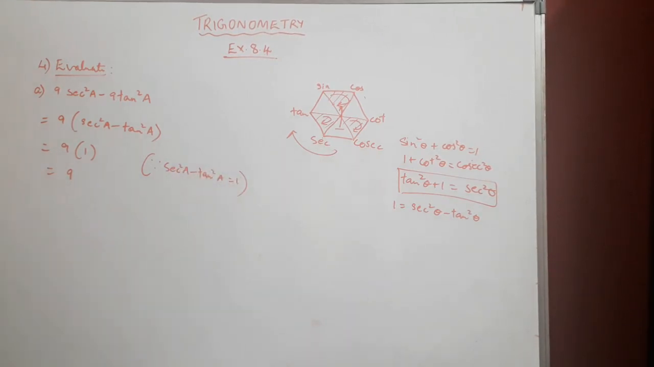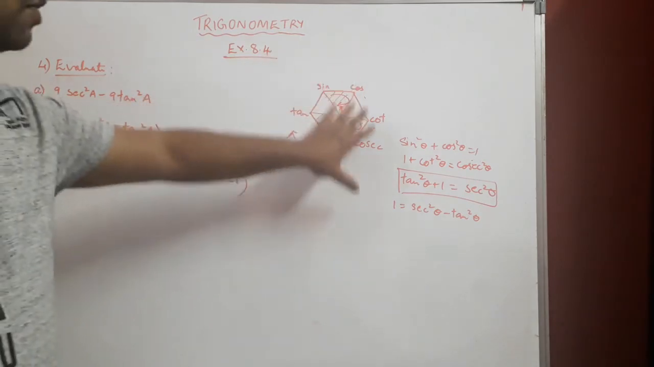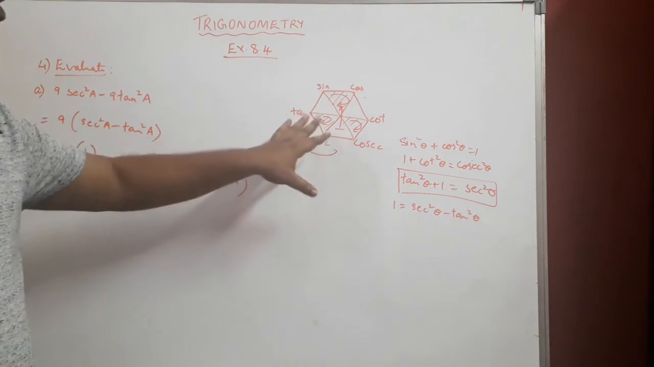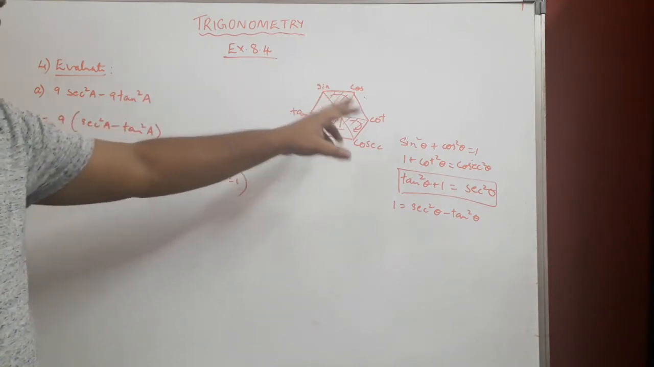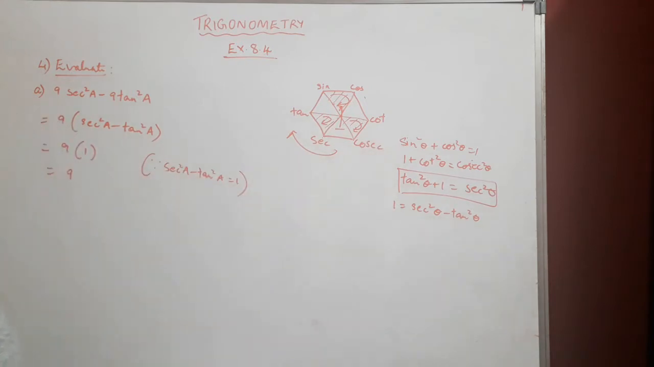So it helps if you remember the identities, or at least draw this regular hexagon and remember how we deduced or got all the trigonometric identities. Let's move to the next problem.